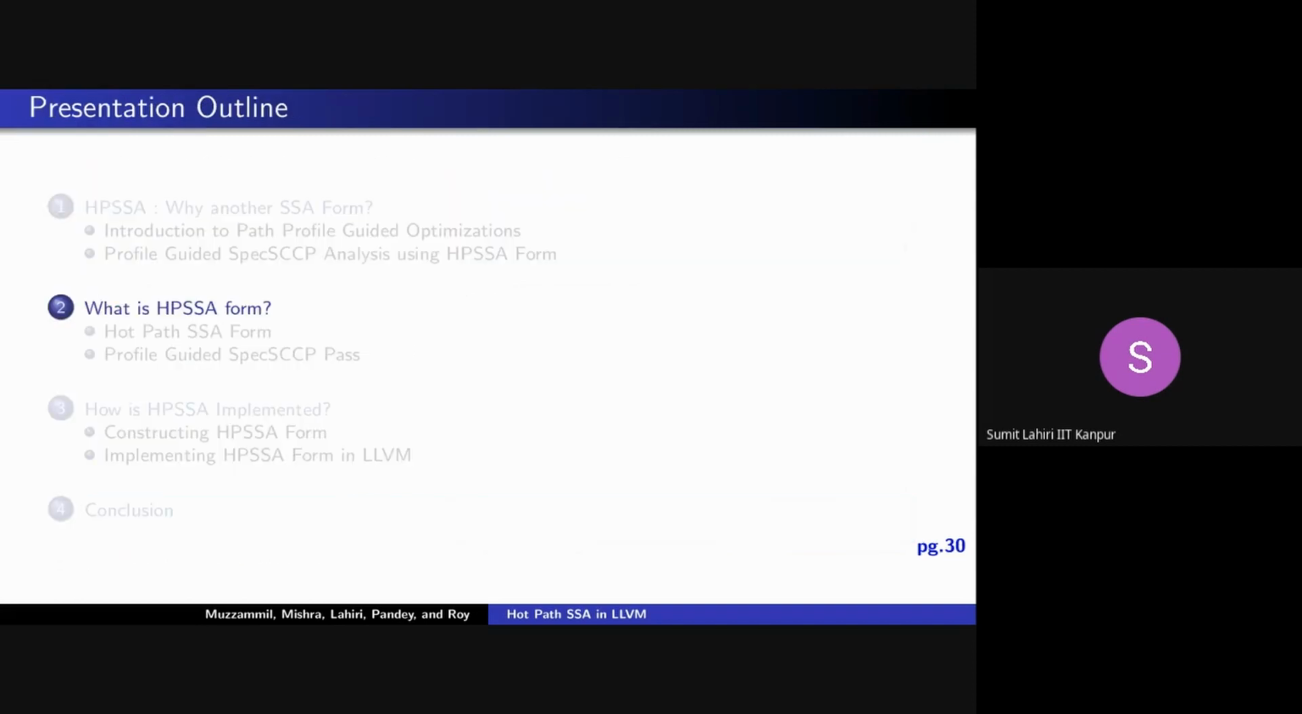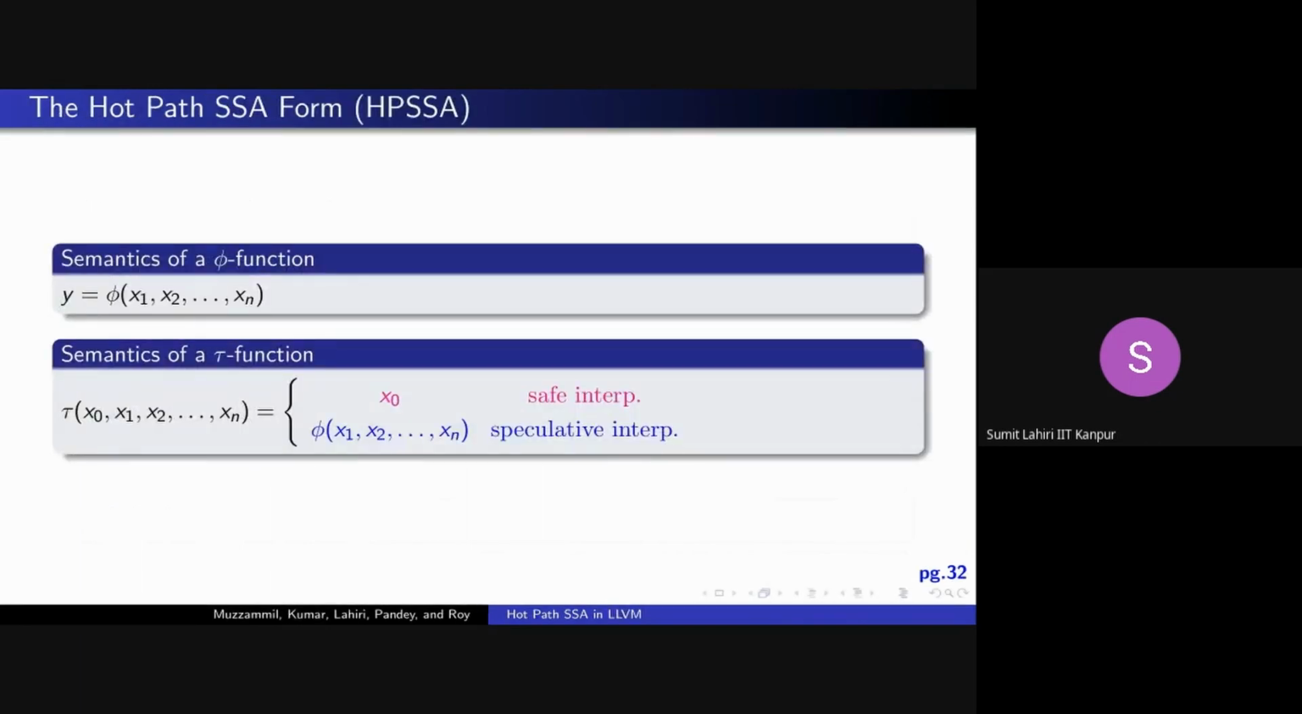Now that we have talked about an example of how HPSSA form can be useful, let's talk a bit about what HPSSA form is. The traditional SSA form uses phi functions as definition mergers. At the iterated dominance frontiers, you place these phi functions. These phi functions take care of merging the definitions coming along different paths. In case of HPSSA, we use the definition of phi, but we have our own definition merger, and this definition merger happens over frequently executed paths or hot paths.